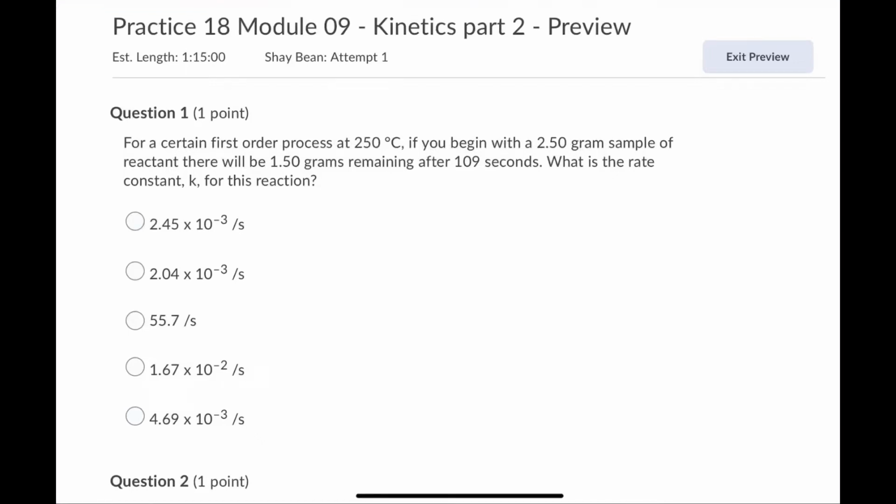All right, I'm going to go down a couple of problems here on practice 18 for kinetics part 2. And I'm not actually going to work them, but I am going to talk about how to set them up. And if you want to see one worked out, please ask on the discussion board.